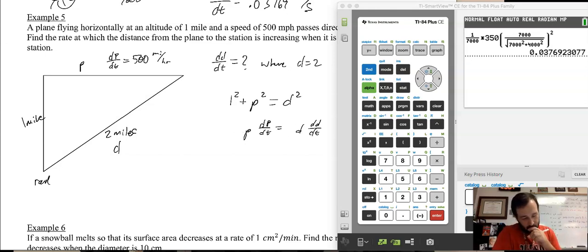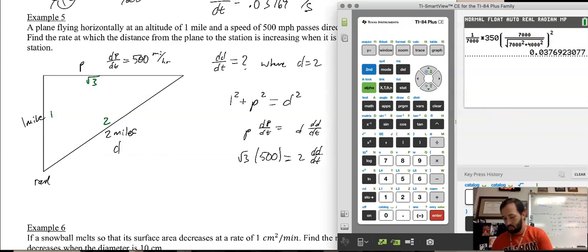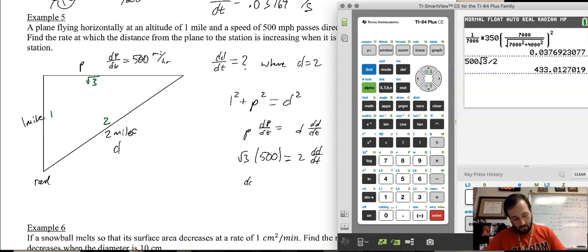So really I have p, which at this time, if I have 1, 2, then this is the square root of 3 by the Pythagorean theorem. So I have root 3 times 500 equals the distance, 2, times d dt. So it's really just root 3 times 500 divided by 2. 500 root 3 divided by 2. So 433.0127 miles per hour. And that is just at that instant.